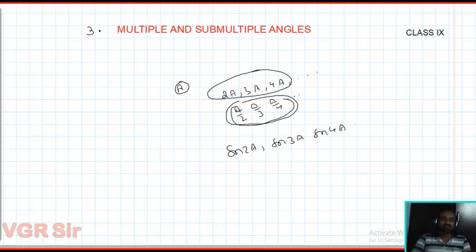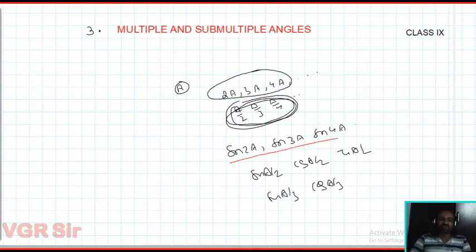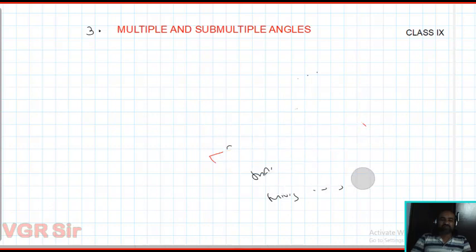Similarly, these are called submultiples. Means what is sin A by 2, what is cos A by 2, what is tan A by 2, what is sin A by 3, what is cos A by 3, so on. So today's topic is multiple and submultiple angles, finding trigonometrical ratios for the angles of the type sin 2A, sin 3A, sin 4A, etc. and sin A by 2, cos A by 2, tan A by 2, and etc. So one by one I will start. This is a new topic. Now I will write.